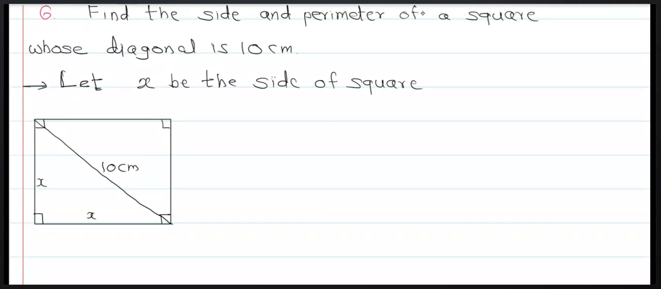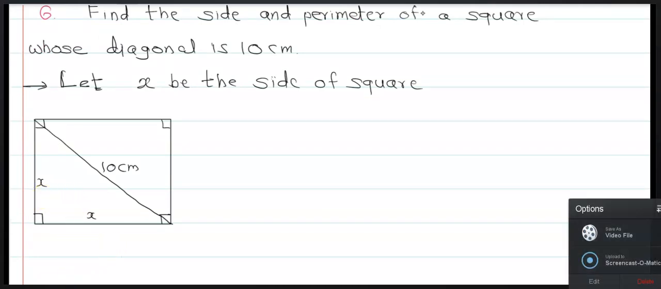10 centimeter is the diagonal and these are the sides. Therefore, by using the Pythagoras theorem, x square plus x square is equal to 10 square. X square plus x square means 2x square is equal to 100. Therefore, x square is equal to 100 upon 2, that is 50. Therefore, x is equal to root of 50, which is 25 into 2, that is 5 root 2.